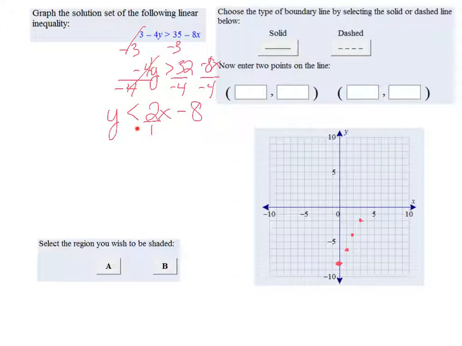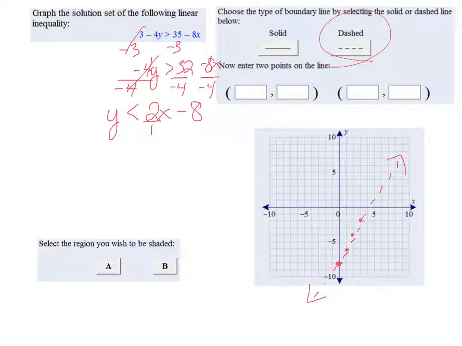This one is not an or equal to. We should be dashing that. It's going to look something like this. Whoa, that's not the prettiest, sorry. And I have to pick 2 ordered pairs that land on that boundary line.